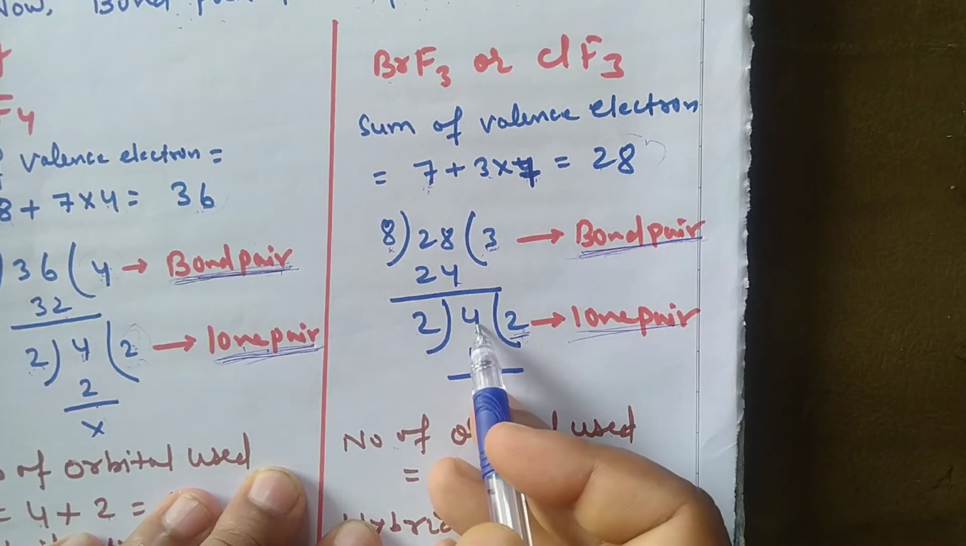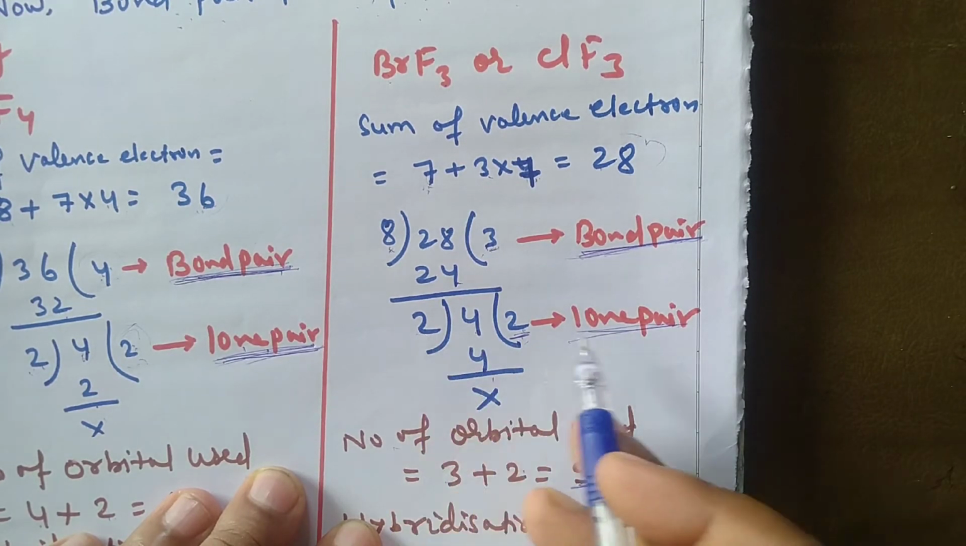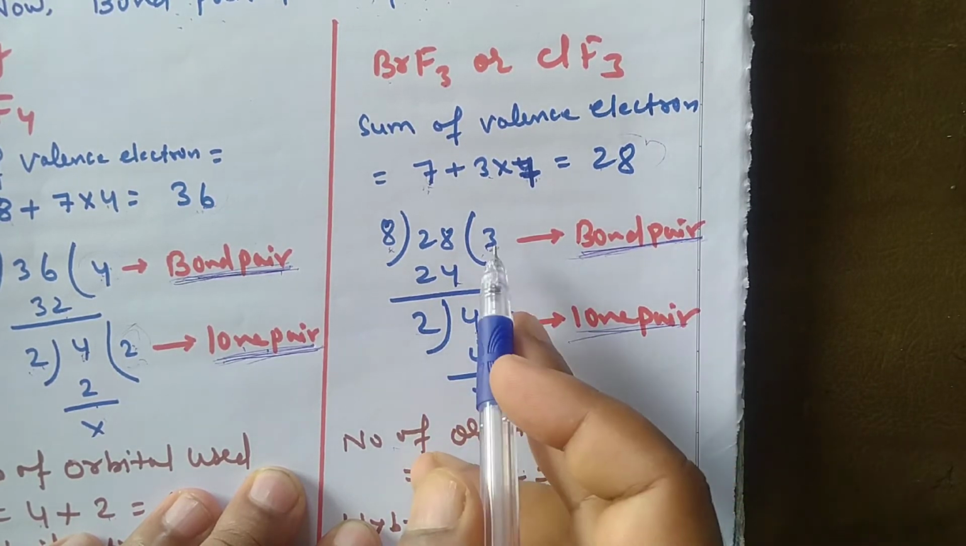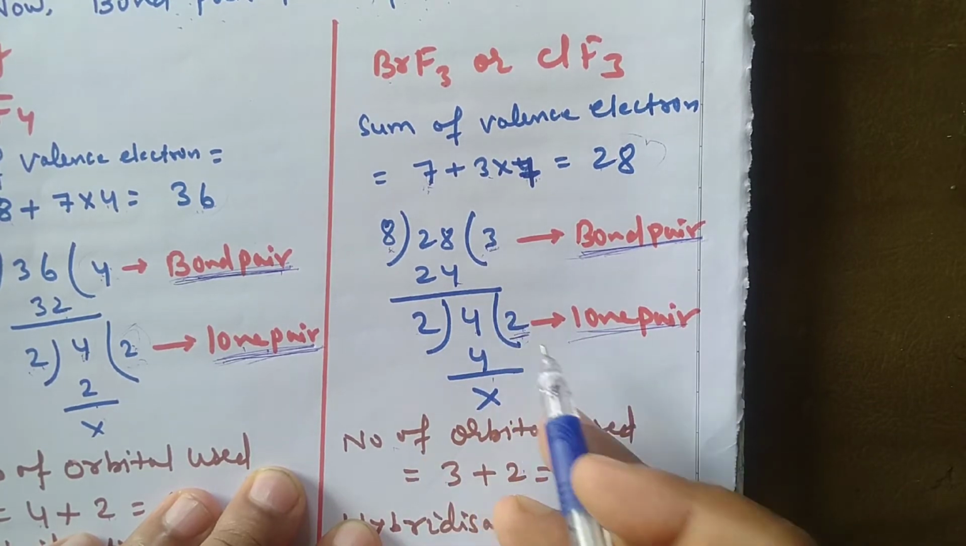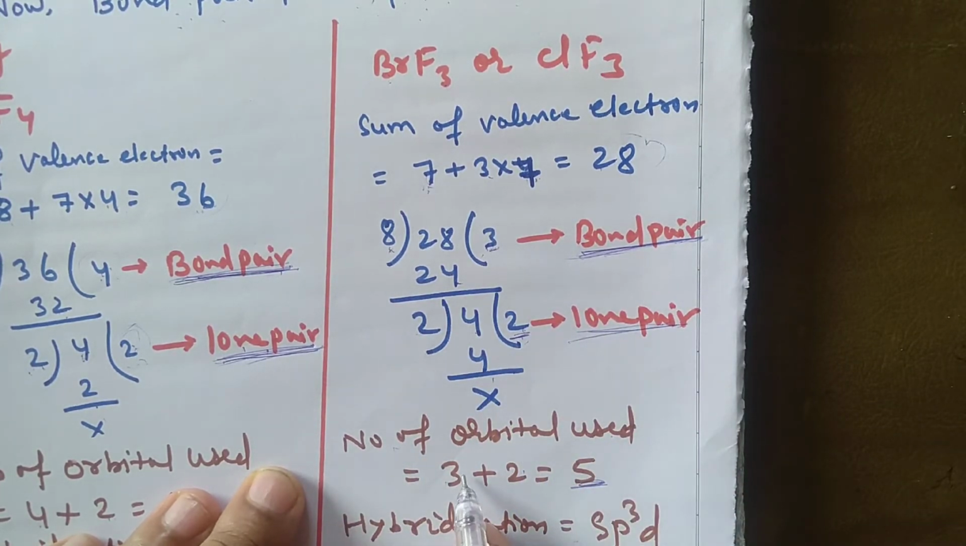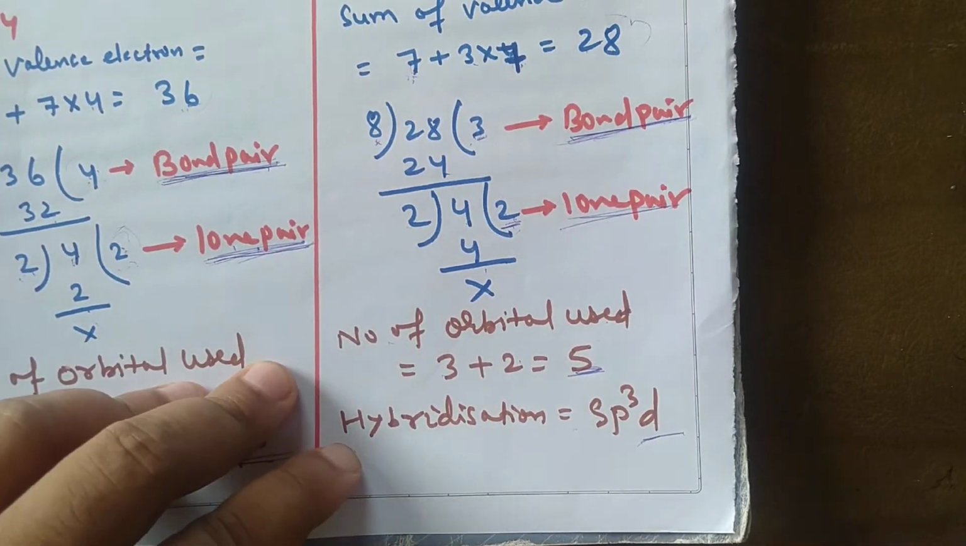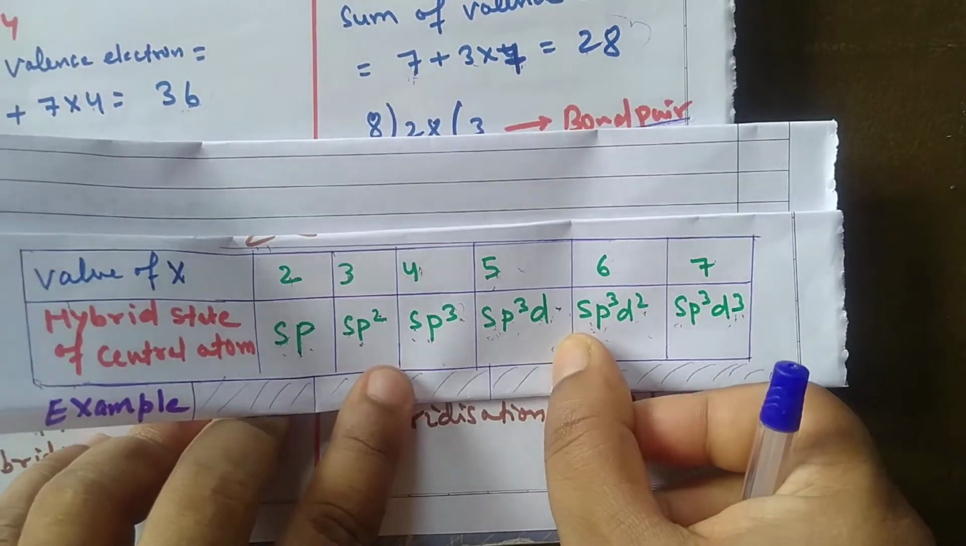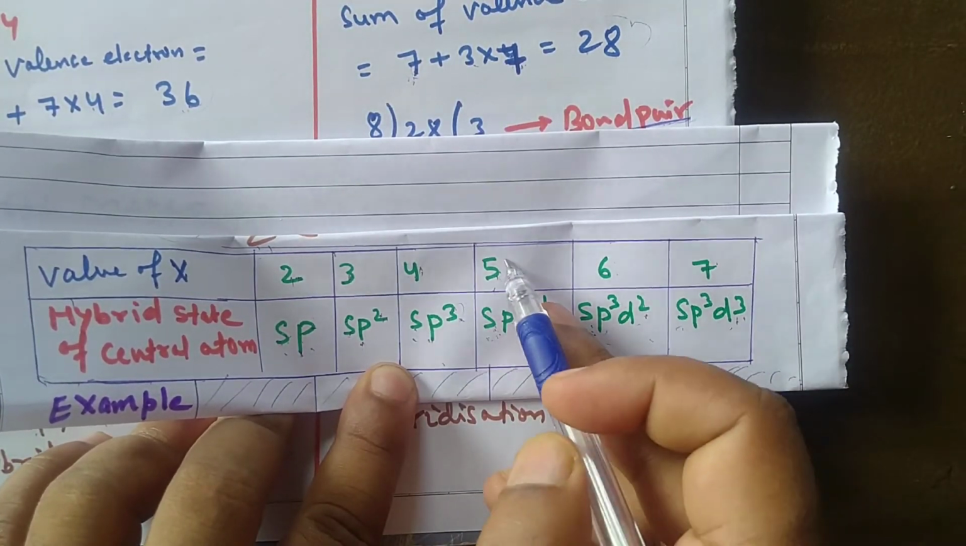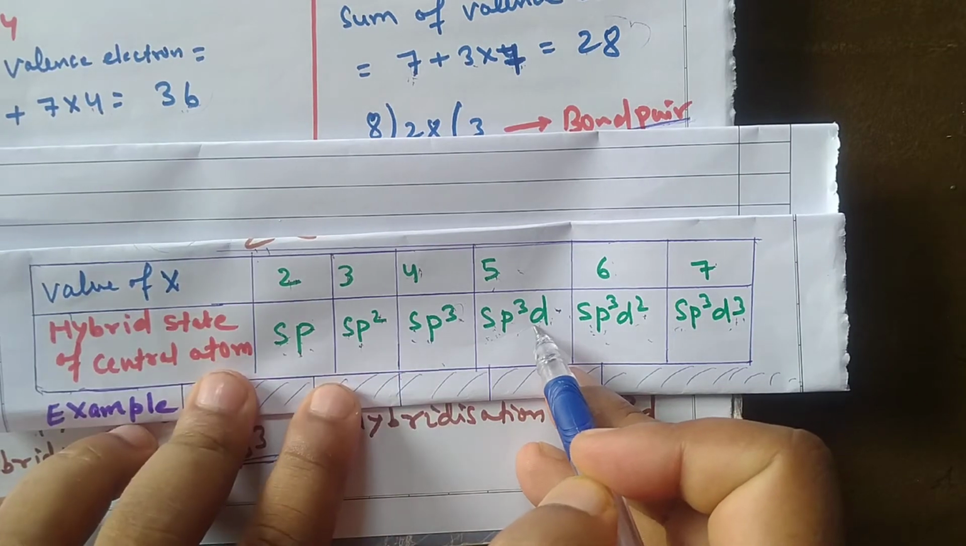Now the remainder is 4. You have to divide it by 2 to get the lone pair. So 3 bond pairs and 2 lone pairs. So the orbitals used is equal to 5. So the hybridization will be sp3d hybridization. You can see the value: sp3d hybridization for the value of 5.